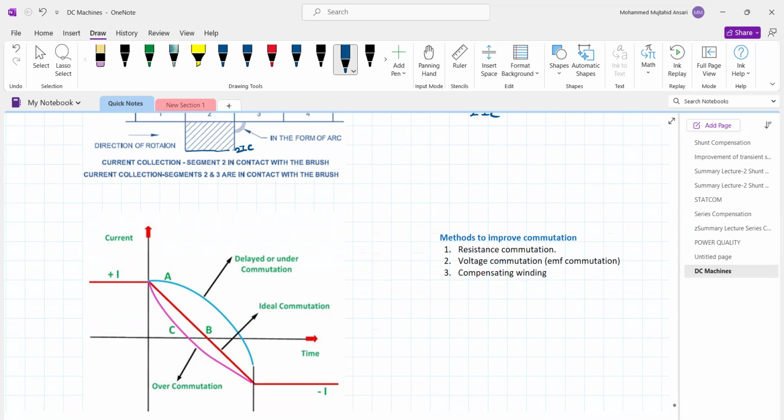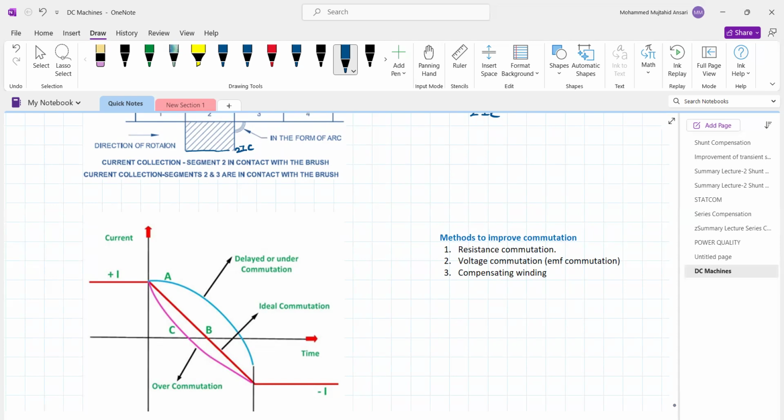So let this current be positive IA and it is going to reverse at point B, it's going to become zero, meaning half of the current from one direction, half of the current from the second direction, and then the current gets reversed to the minus side. If it is occurring in this way, it is called an ideal commutation. There is no delay, no early commutation, and no sparking over the brushes, and it gives the best operation of the DC machine, either as a generator or as a motor.